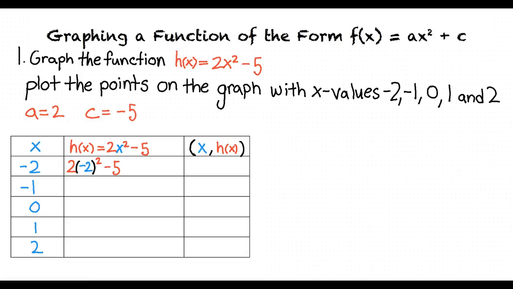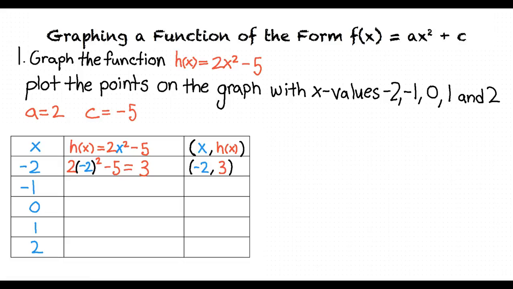Now that we have found that the value of ax raised to the second power for our function is 8, we can add it to our c value. In this function, the value for c is -5. 8 added to -5 is 3. We have found that the value of h of x at -2 is 3. So the first point on our graph will be -2, 3. Would you like to try the next one?